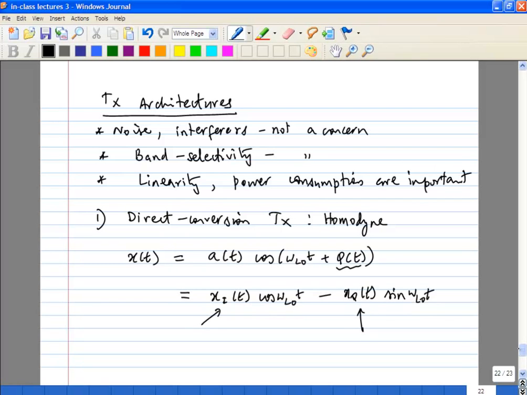Both of them will vary with time. How do you generate Xi of t? That is generated by the baseband. You don't have to worry about it. So the baseband produces I and Q signals that are sent through a DAC, and the DAC output comes as an analog form to your transmitter, in either voltage or current form, doesn't matter.